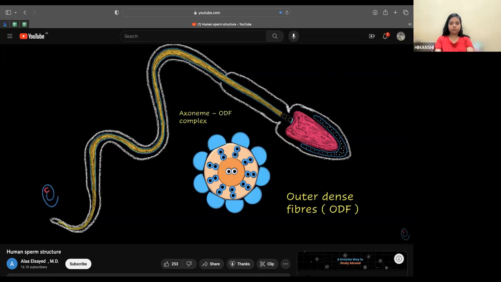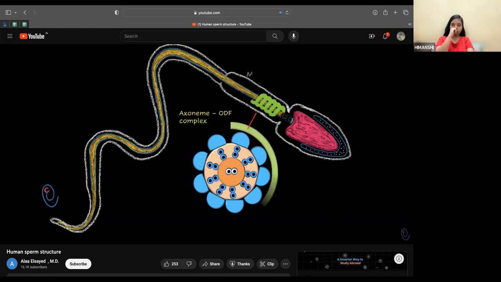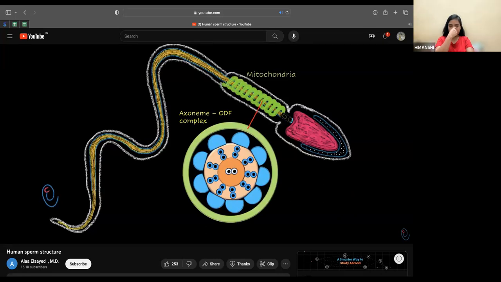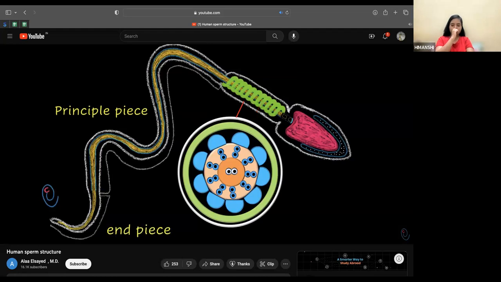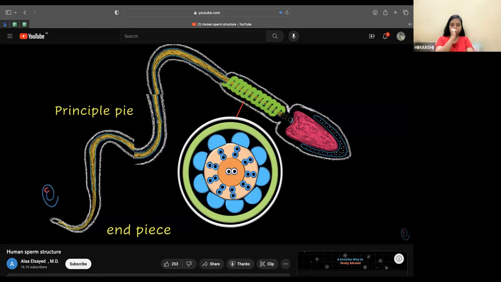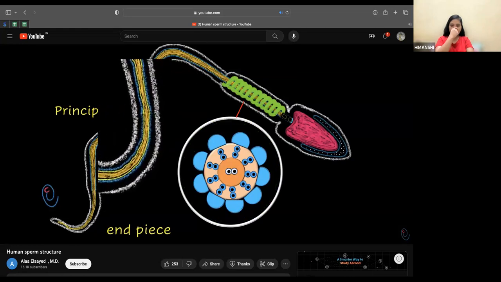In the region of the middle piece, the axoneme ODF complex is surrounded by tightly packed mitochondria in a helical pattern. These mitochondria provide energy required for sperm motility. Regarding the tail, it is formed of two parts, principal piece and end piece. The tail does not have mitochondria.